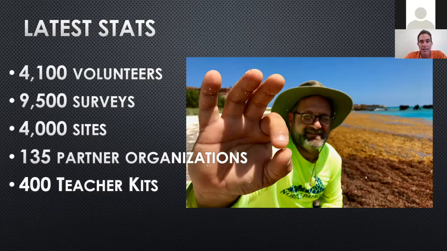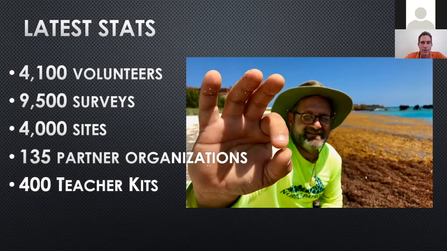Over 4,000 sites. Most of those are in the US. There are about 14 different countries. Actually, just yesterday, Kenya put in a sample. They did a survey and they put data into the database. And then over 135 partner organizations. Partner organizations are groups that start up their own Nurdle Patrol.